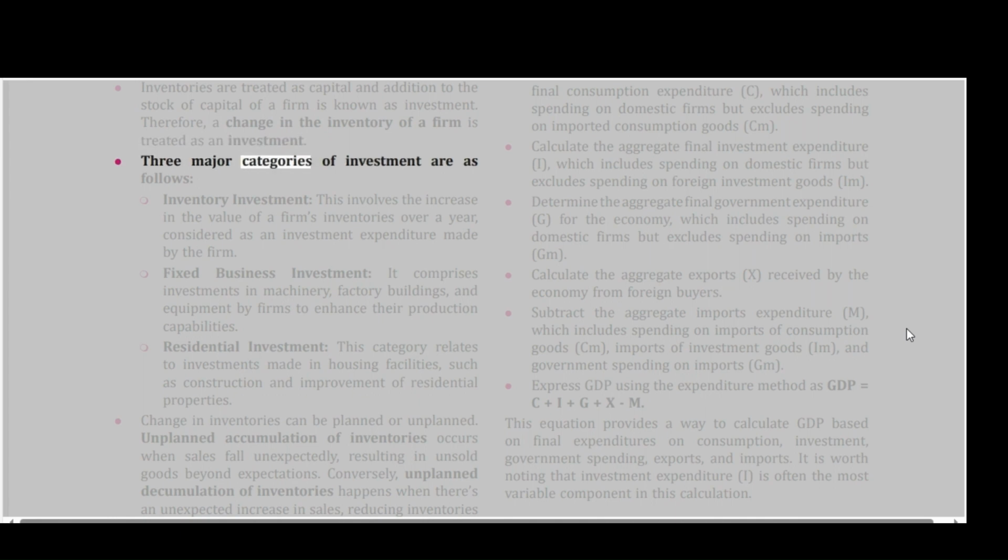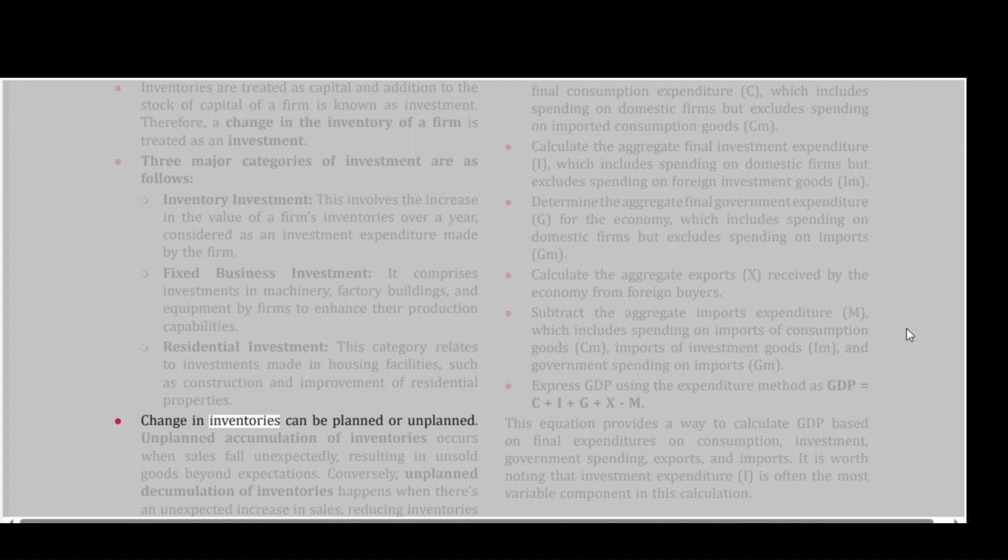Three major categories of investment are as follows. Inventory investment. This involves the increase in the value of a firm's inventories over a year, considered as an investment expenditure made by the firm. Fixed business investment. It comprises investments in machinery, factory buildings, and equipment by firms to enhance their production capabilities. Residential investment. This category relates to investments made in housing facilities, such as construction and improvement of residential properties.